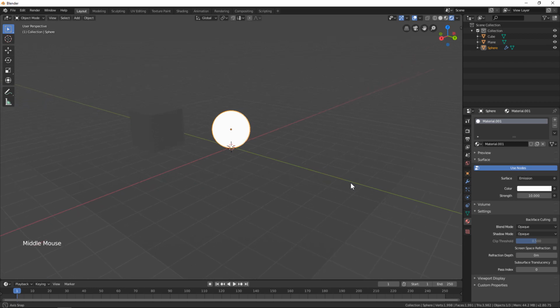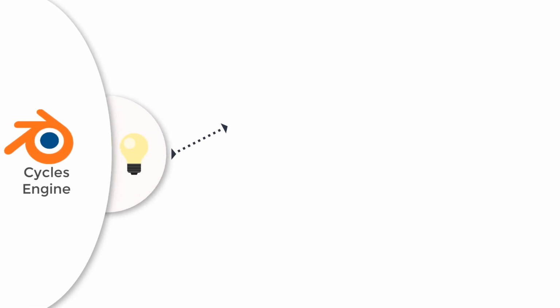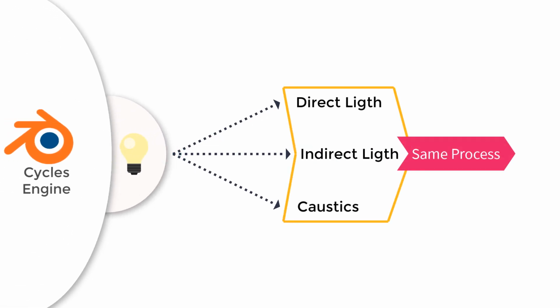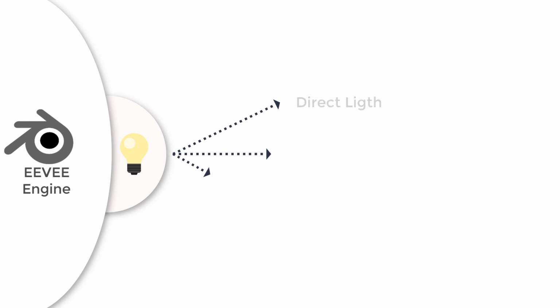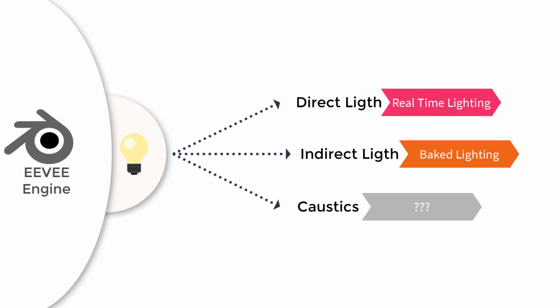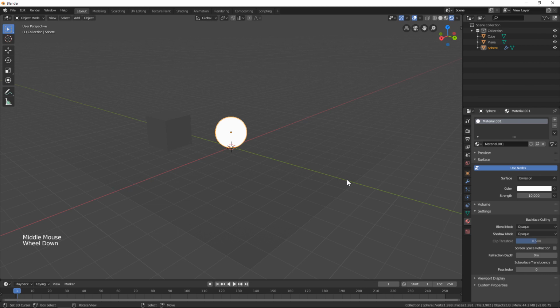Lighting of EEVEE engine is totally different than the lighting of Cycles engine. Cycles engine is casting all the lighting in the same process. But EEVEE engine casts its indirect lighting separately, and it can bake also. EEVEE engine's lighting part of emission shader is separated to this indirect lighting. Therefore, we have to use Irradiance Volume for lighting of emission shader.